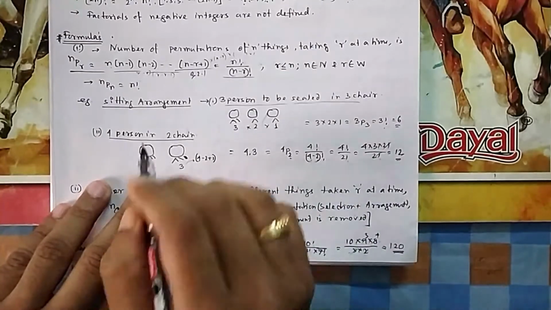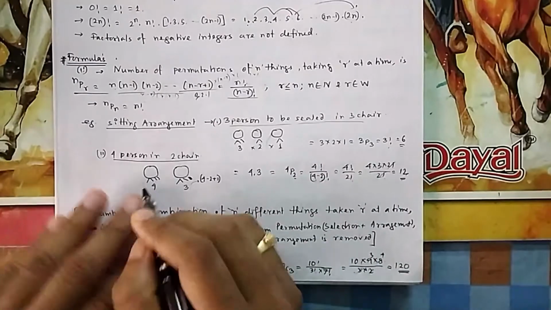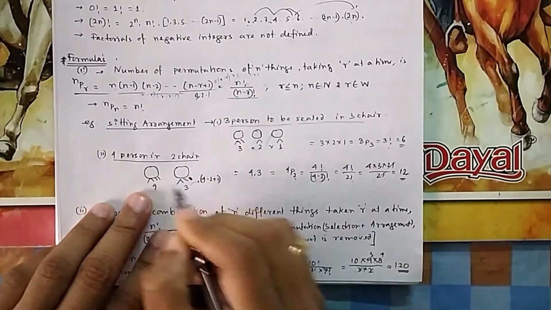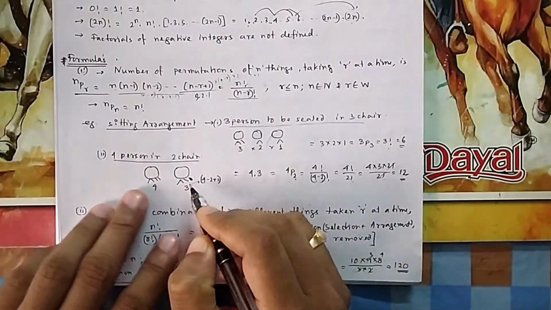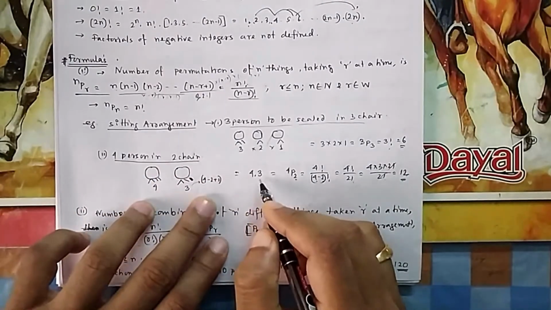Now you see, if you want to do it manually without that formula, from your own mind or known logic: how to fill this chair? There are 4 ways. How to fill this chair? There are 3 ways. So if you complete this, the total number of events is 4 into 3, that is 12.